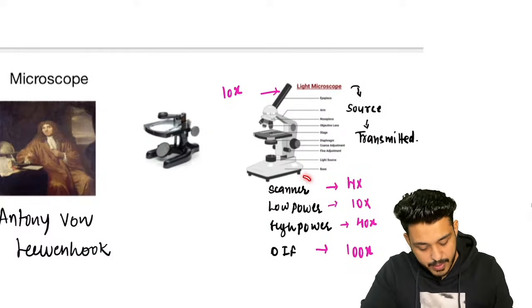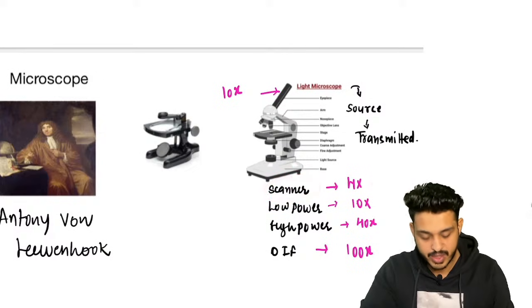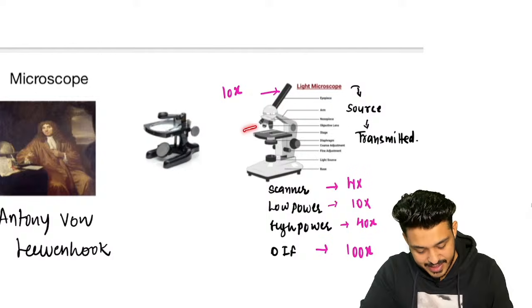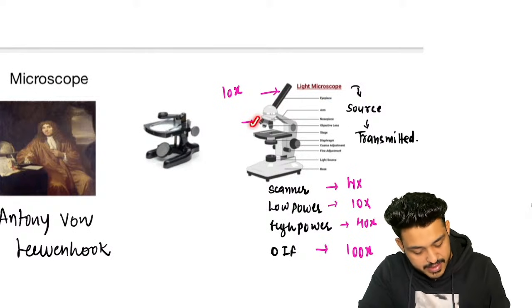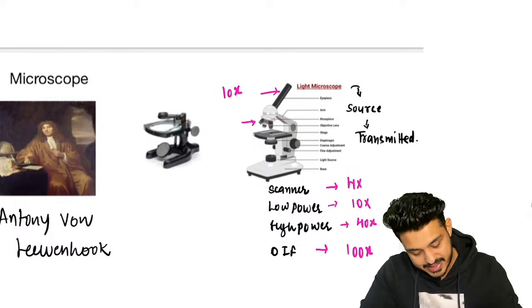If they ask you the power of scanner, what is going to be the power of scanner? Now the answer will be 40x, because you are looking through the eyepiece and this is going to be the scanner. These lenses are known as objective lenses. These three lenses are known as objective lenses, and these three lenses we are looking at here. This is going to be the basic thing.